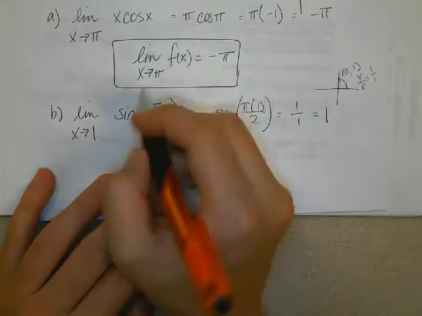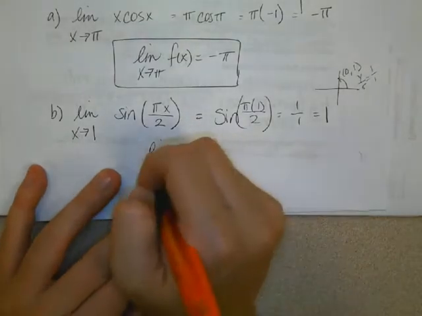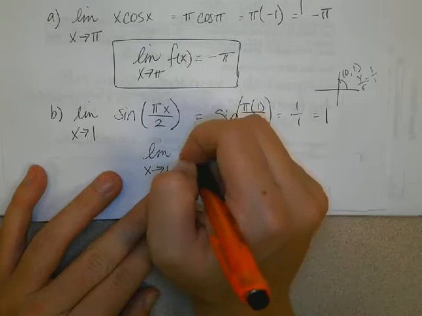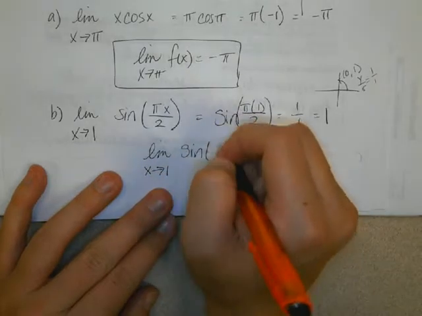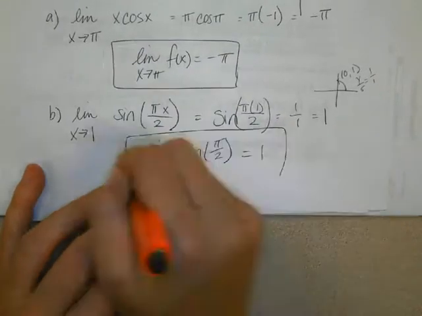And so because it wasn't indeterminate and you're not dividing by 0, you can write your limit statement. The limit as x approaches 1 of sine pi x over 2, or you could write f of x there. I kind of changed it on you. Equals 1.